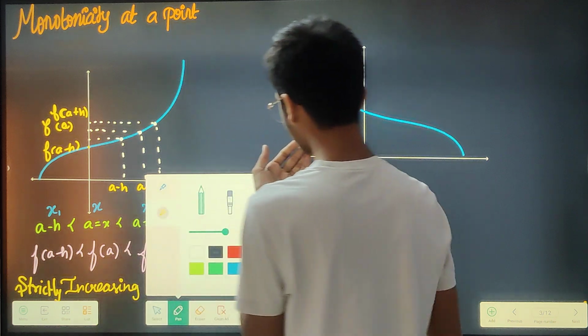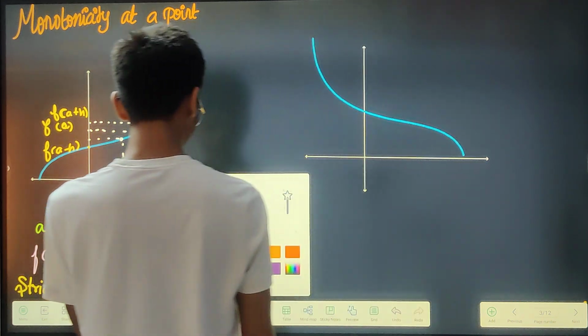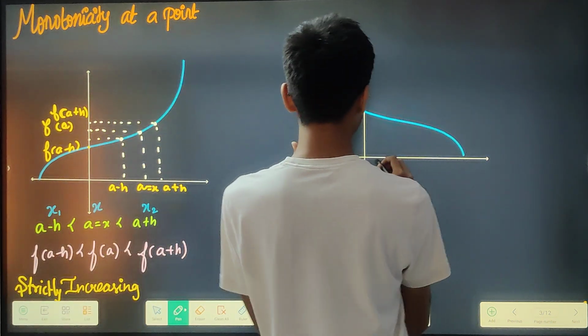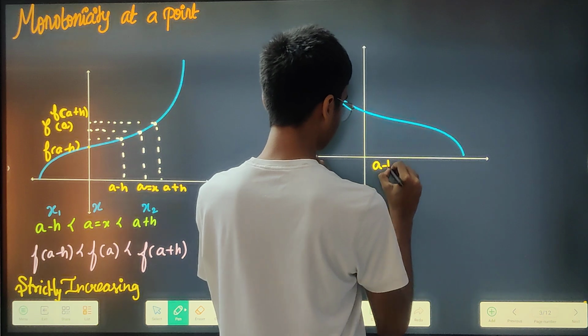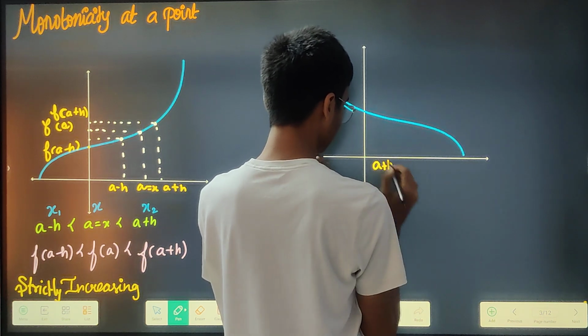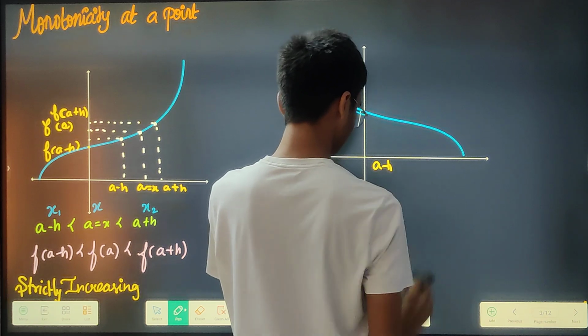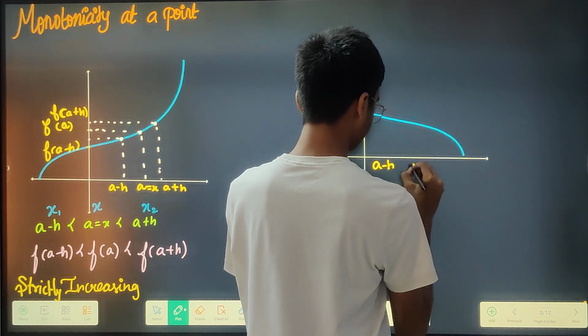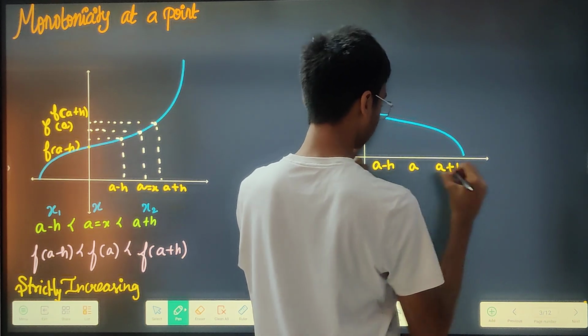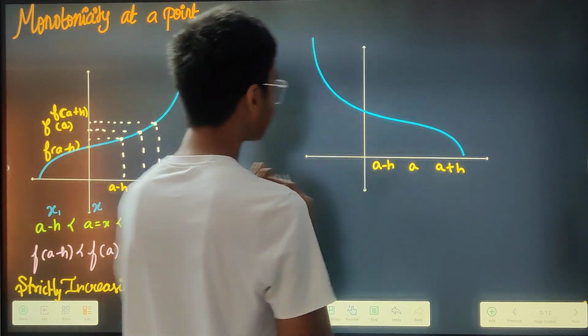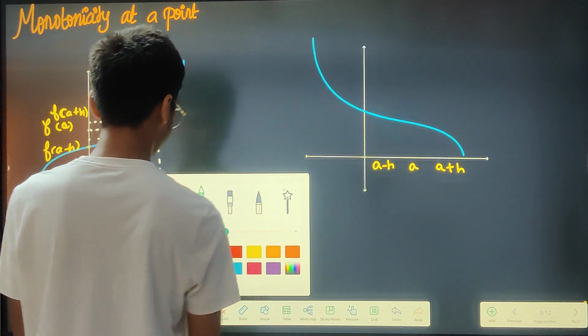Now here you are going to take the same points. Let it be a minus h. No, this is going to be a plus h. No, a minus only. A minus h. Then let it be a, then this is b. A. Let it be a plus h. Then what about their respective values? This point.